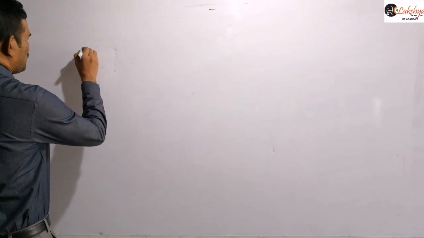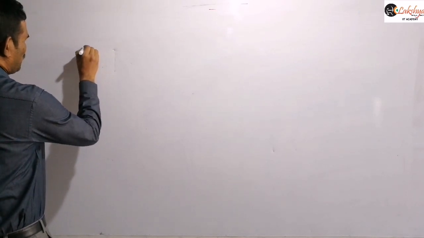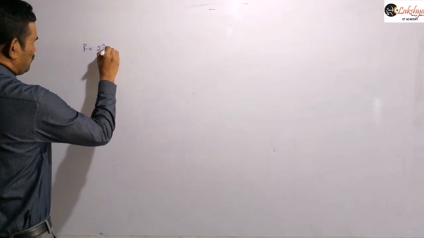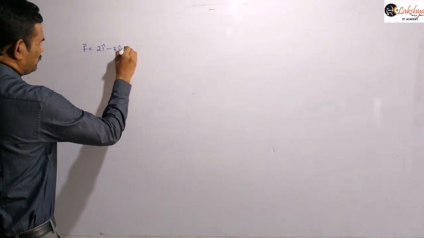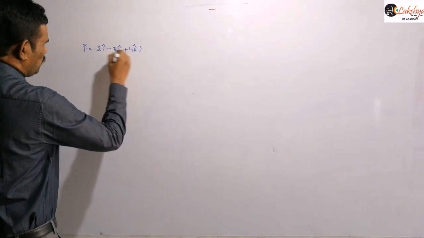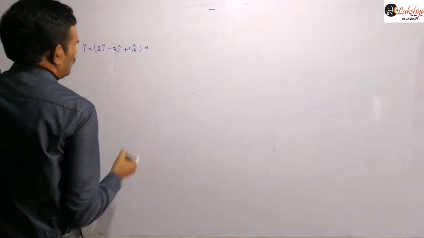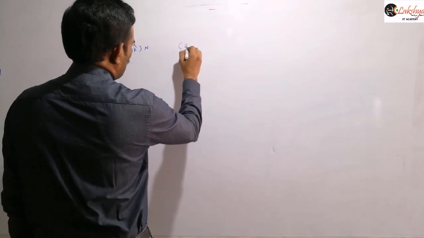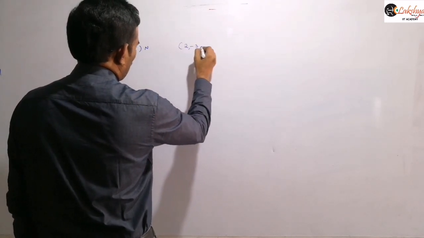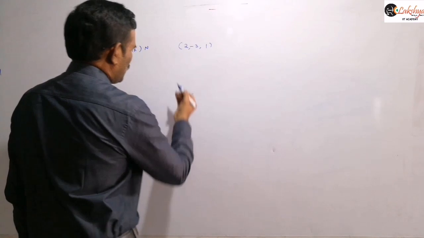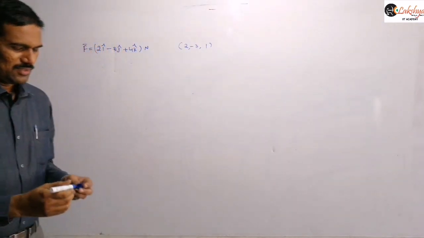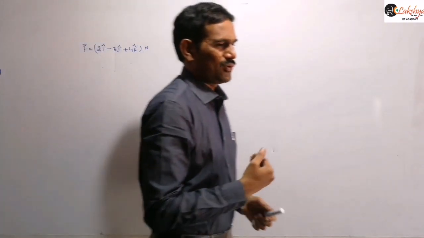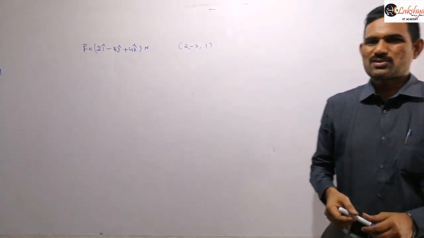So in this, for example, I am taking a force F bar that acts on a point, like 2i cap minus 3j cap plus 4k cap newtons. It acts on a point 2 comma minus 3 comma 1. All are in meters only, all those are points. Then we need to find the torque about this origin. The torque due to this force about this origin we need to find.